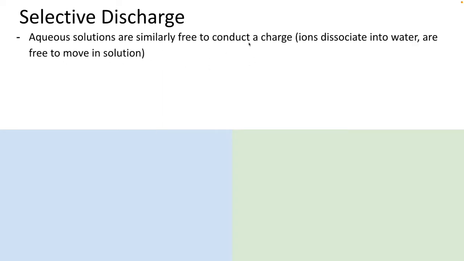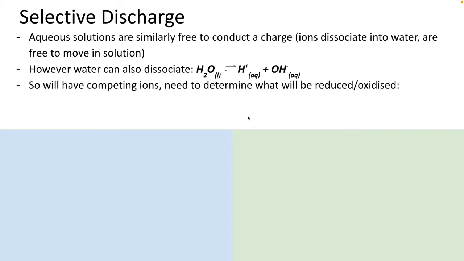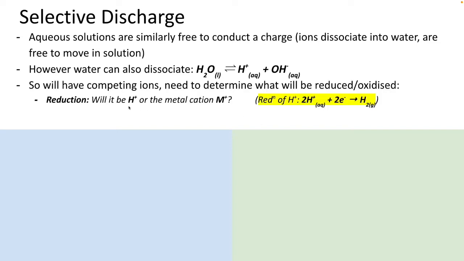Aqueous solutions, similarly, have ions free to conduct a charge if they're able to dissolve into water and free to move into solution. But like we said, we've also got our hydrogen ions and our hydroxide ions. So with competing ions, we need to determine what's going to be reduced and what's going to be oxidized. Will it be the H plus or will it be the metal cation? We've talked about reductions of metal cations, but if it's the hydrogen ion that's reduced, hydrogen being a non-metal is going to gain electrons, but it's going to gain electrons to make diatomic hydrogen gas, a diatomic hydrogen molecule.